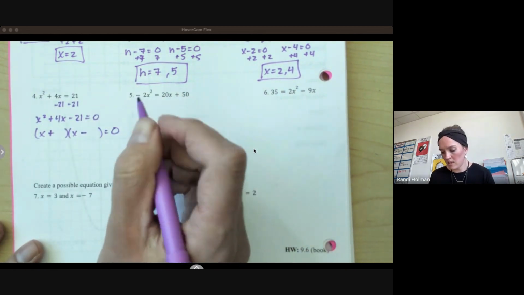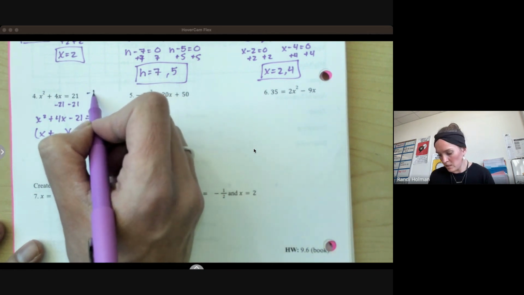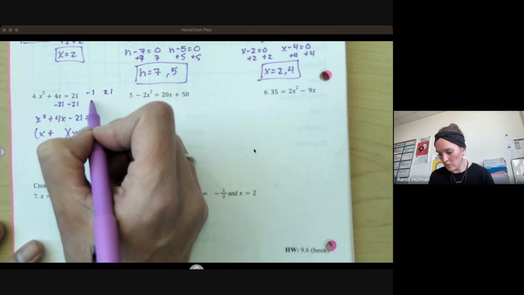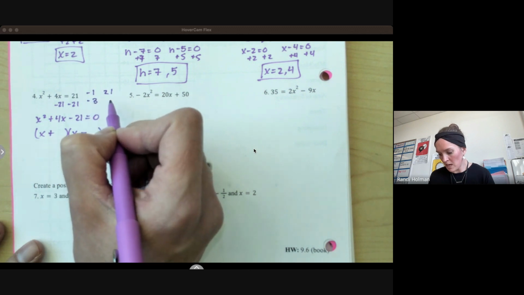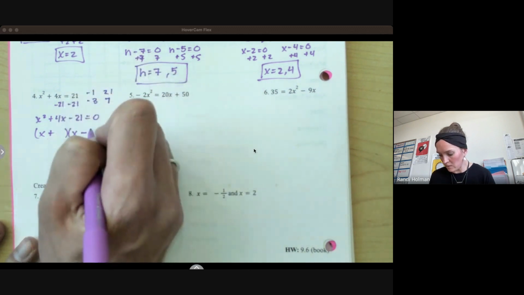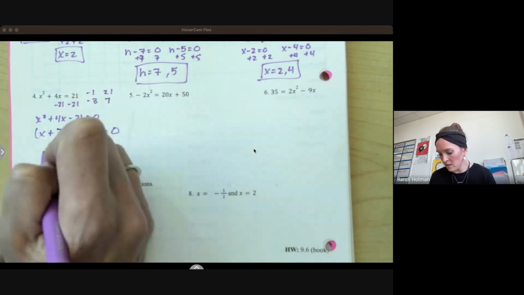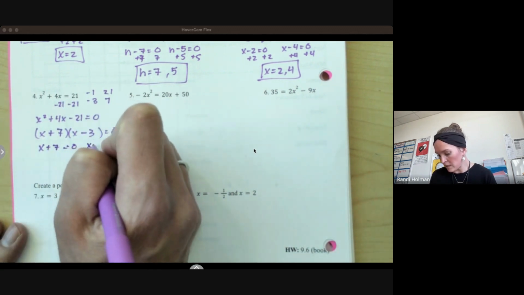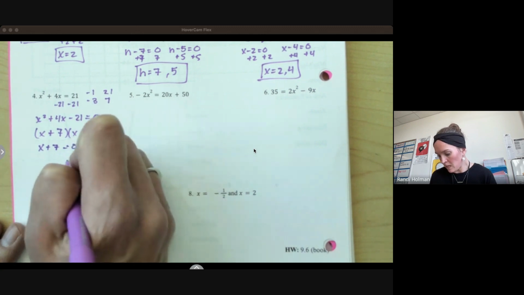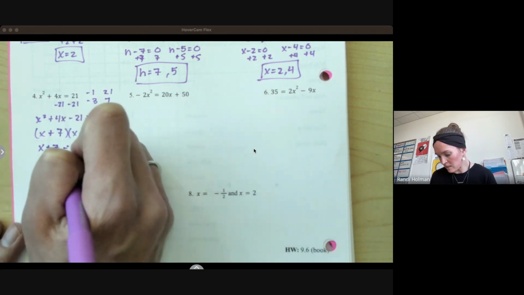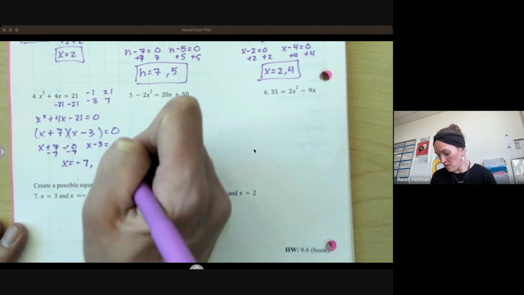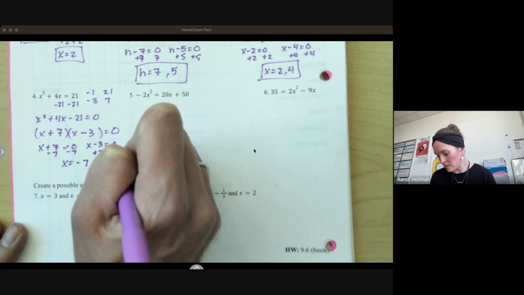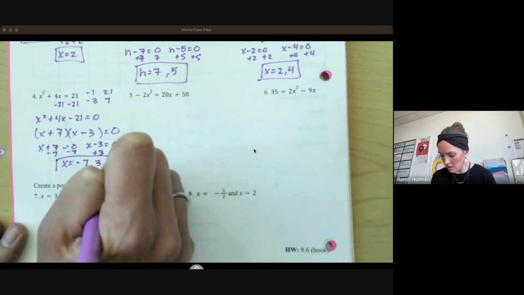Factors of 21, 1 and 21. 2 doesn't go into 21. 3 and 7. Oh, that works. So negative 3, positive 7. And then set both of your factors equal to 0 using that zero product property. We get x is negative 7 or x is positive 3.